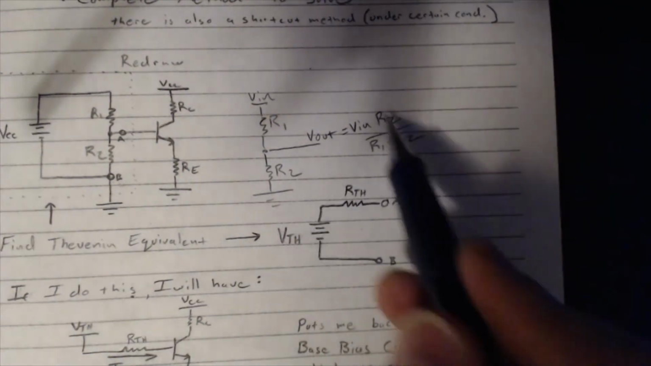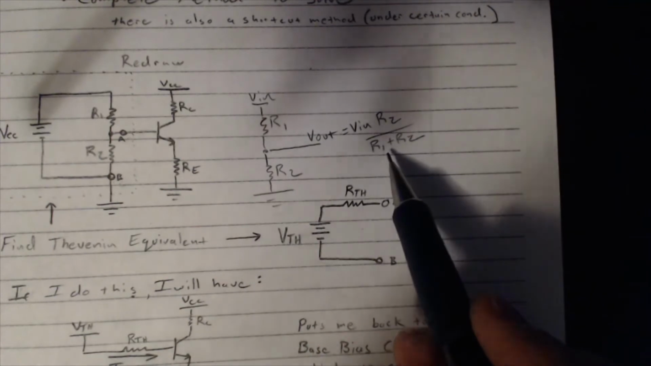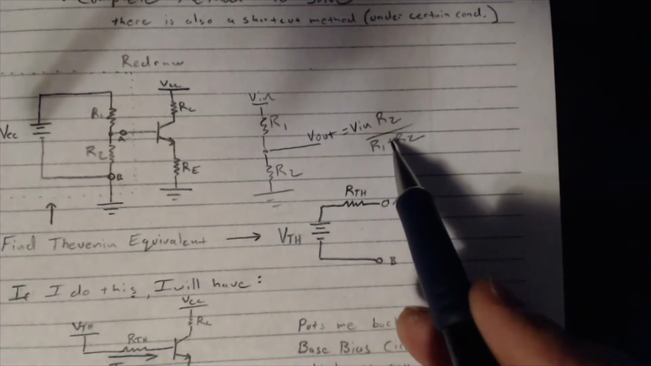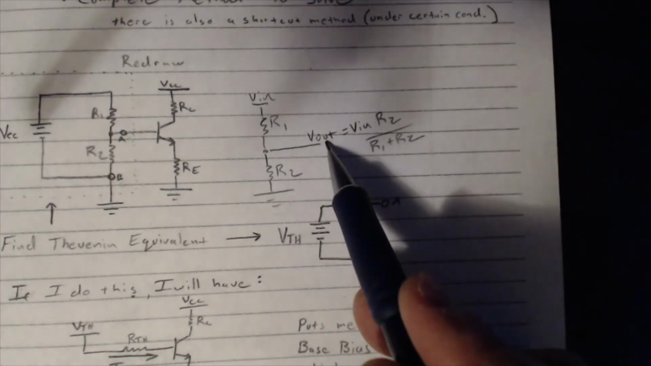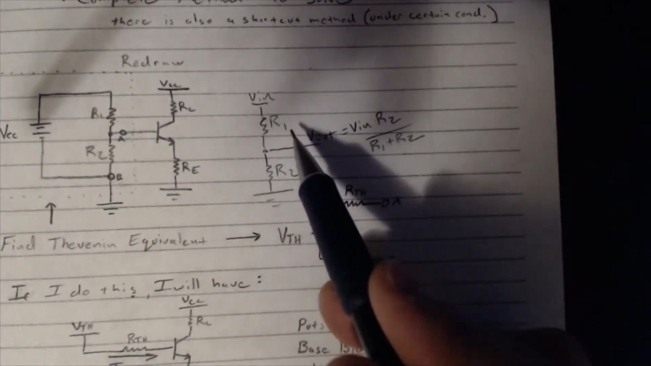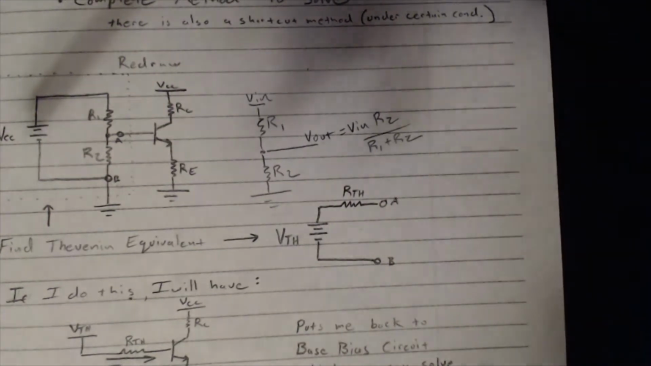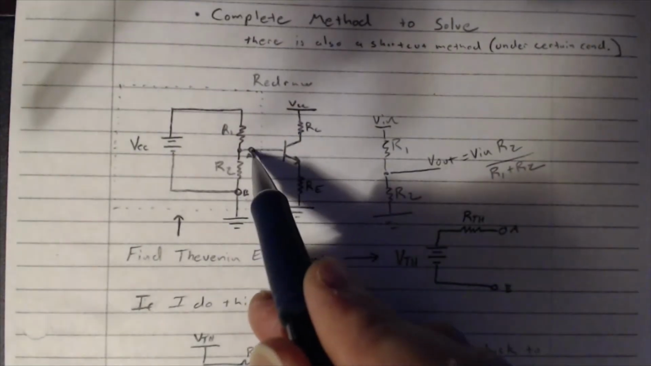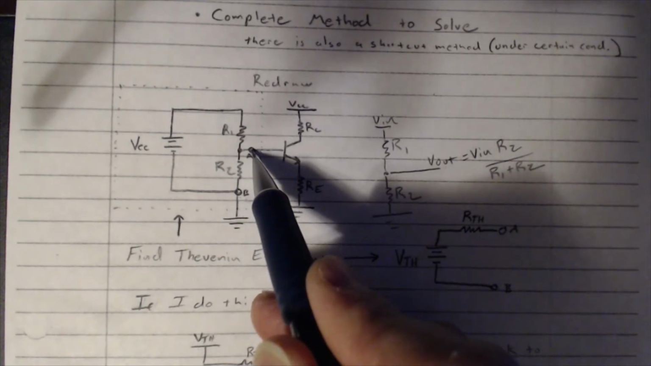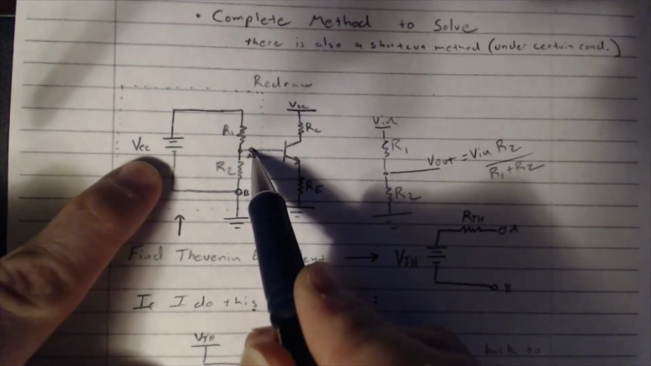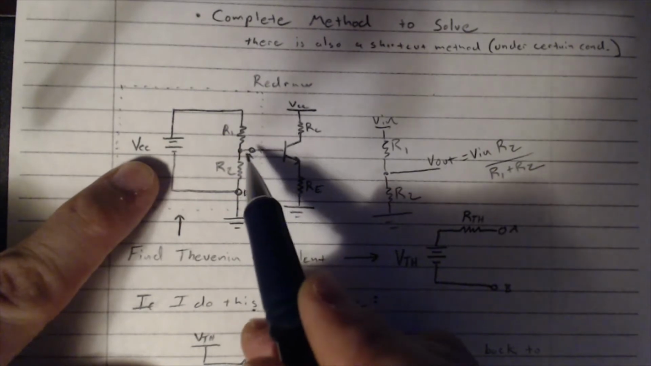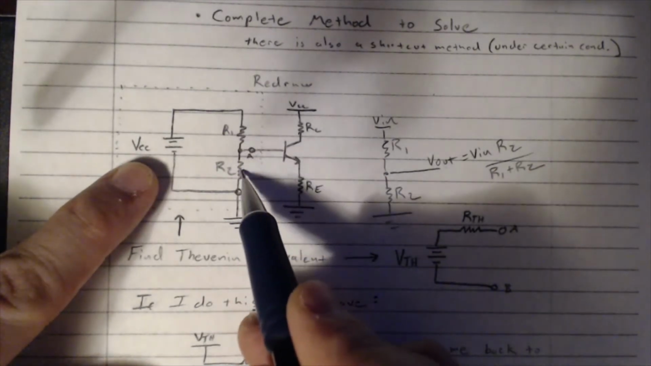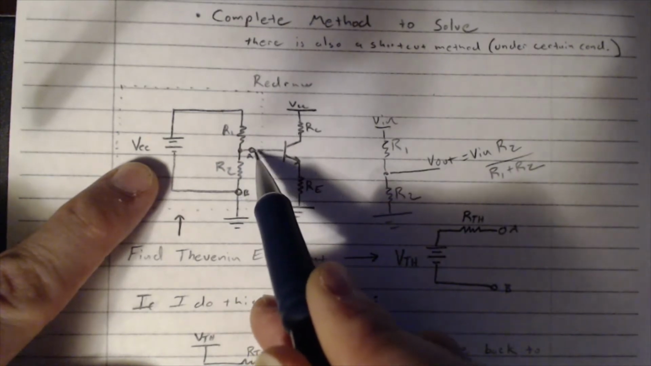This is just an incredibly useful simple circuit that pops up left and right. Anytime we want a voltage that's less than what our input is, we can go ahead and use a voltage divider. And as you can see, the voltage at A is VCC times R2 divided by R1 plus R2. That gives us the voltage at that point.